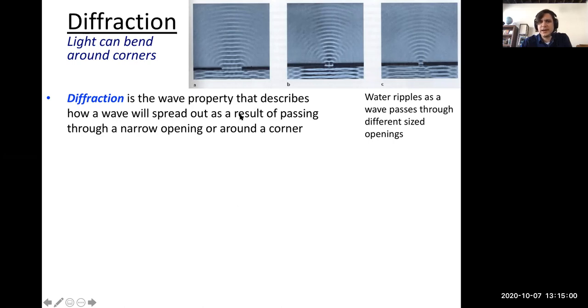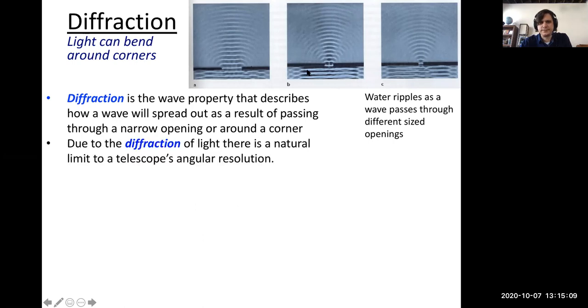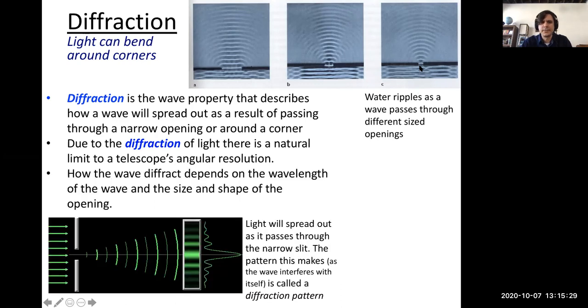It describes how a wave will spread out, and it depends on how big the opening is and the wavelength of light, or the wavelength of these waves. And we're not going to go into the details of diffraction, but this is going to give us a natural limit to our eye's angular resolution and to a telescope's angular resolution. Now, it all has to do with the pattern that's being formed as a wave goes through this narrow opening.